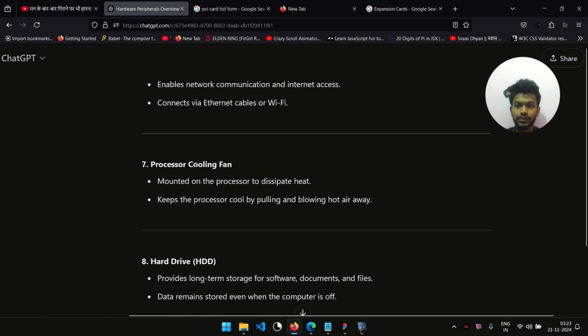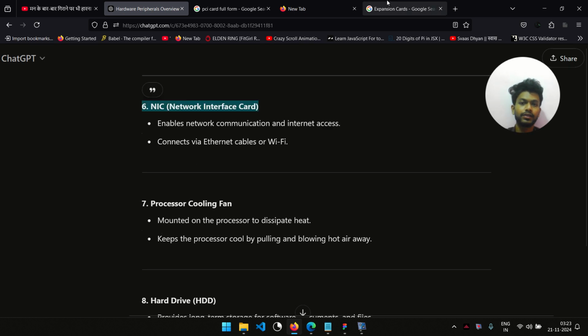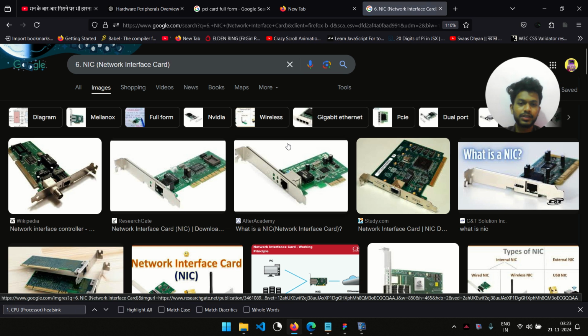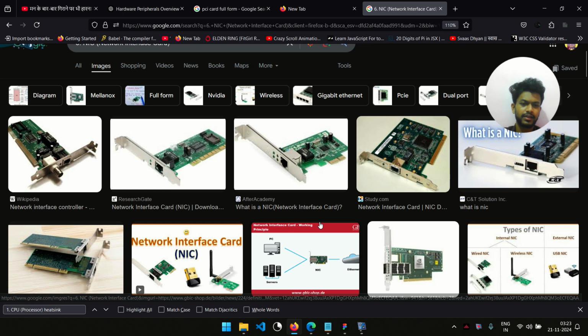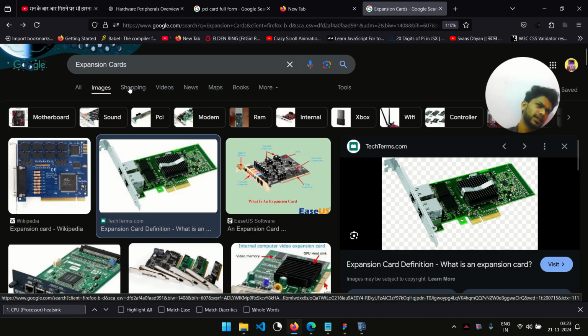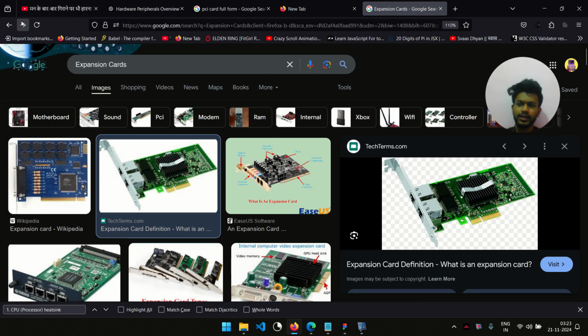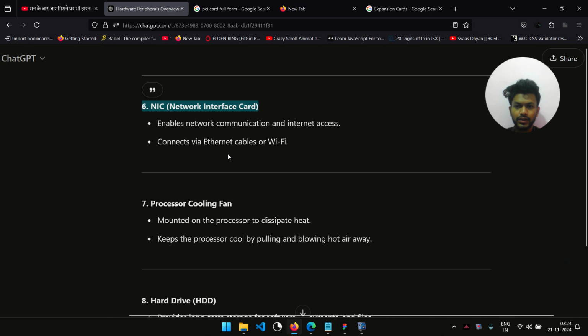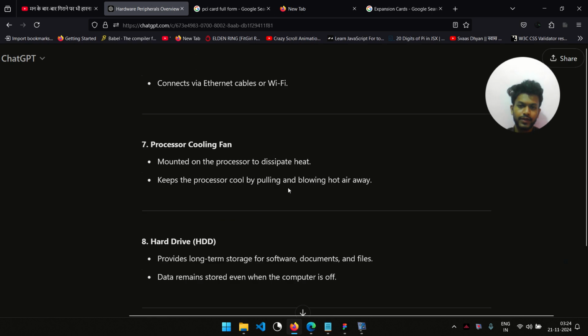What does a NIC look like? Let me check online once. These look the same, right? NIC and PCI. PCI is peripheral component interconnect, and NIC is network interface card. I forgot the full form. Network interface card. Processor fan, understood.